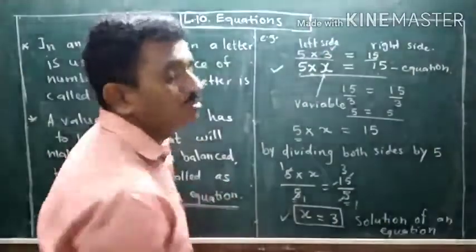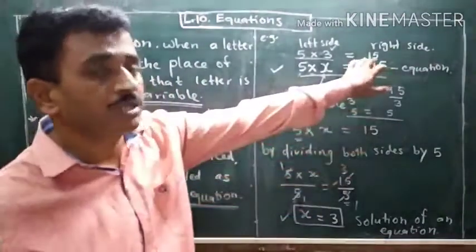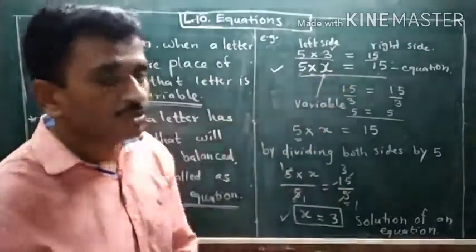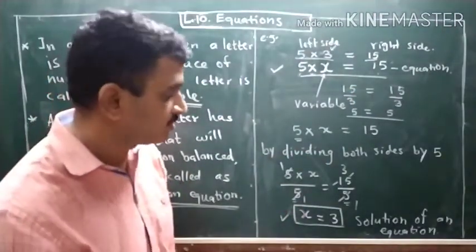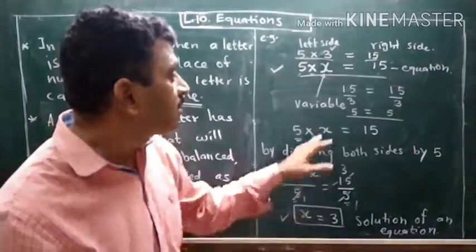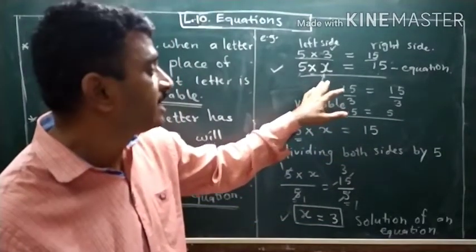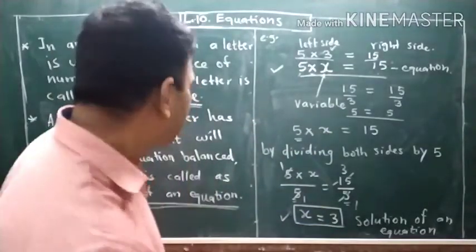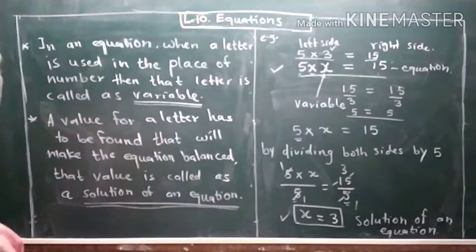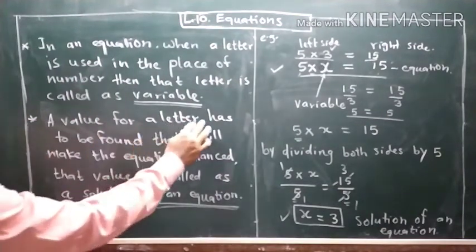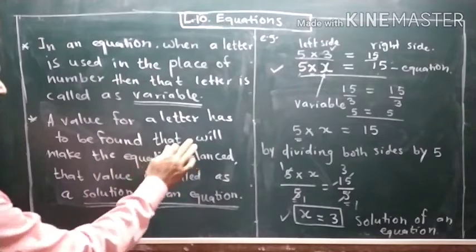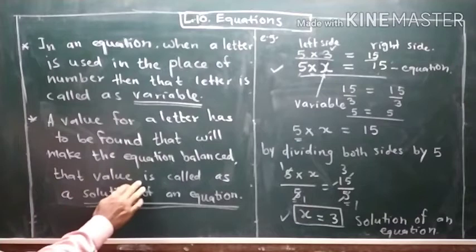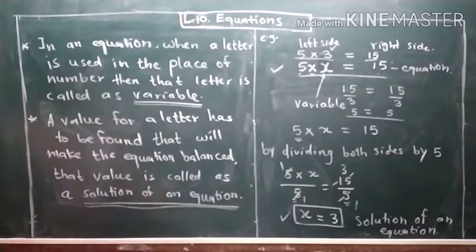We know this: when we multiply 5 into 3 we get 15, but when we don't know the second number, then we can take the x over there and we can find out the value for the x. So whatever the value for the x, for this letter, that letter is called a variable. So this value is called a solution of an equation. So we can see that a value for a letter has to be found that makes the equation balanced. That value is called a solution of an equation.